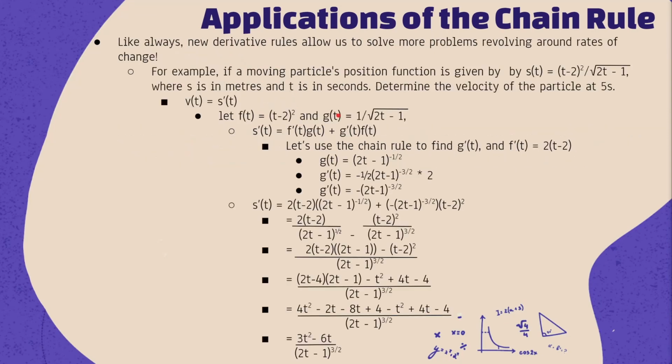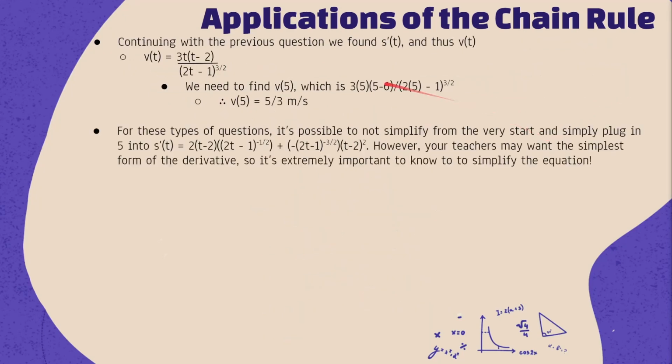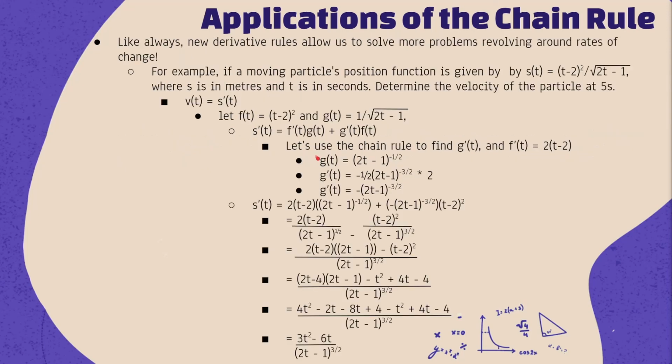Again, going back to the question, we were asked to find the velocity at 5 seconds. So we plug in 5 to our equation, which gives us 5 over 3 meters per second. Again, if you don't have to simplify anything, you could have just plugged it in right here, and you could have gotten the exact same answer.